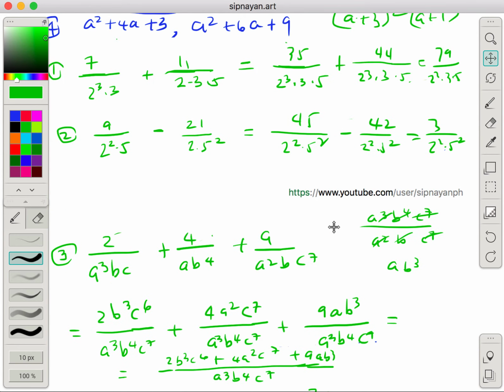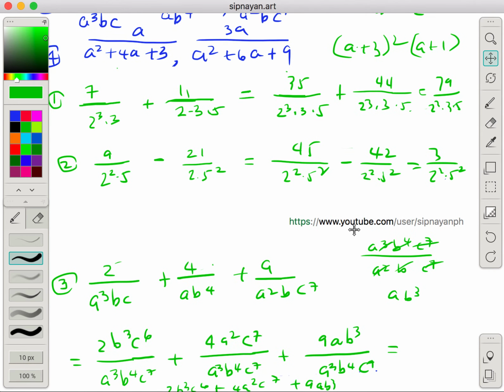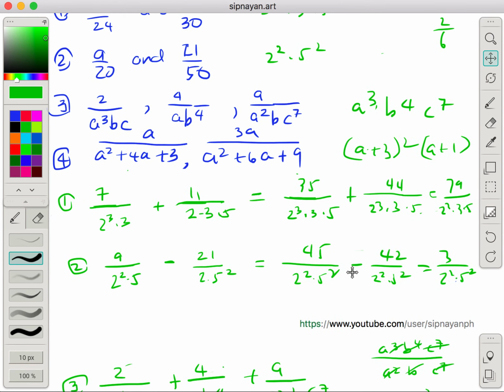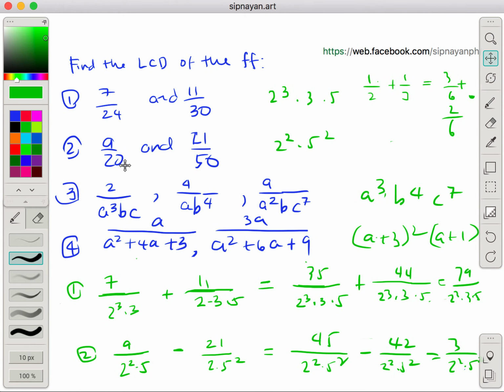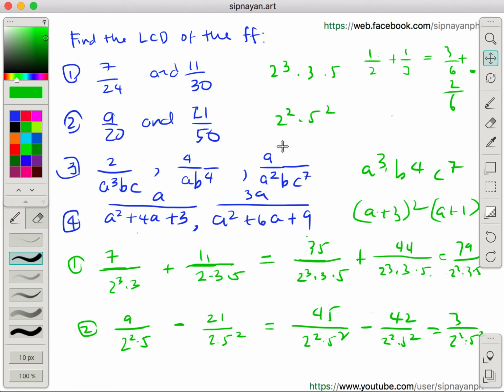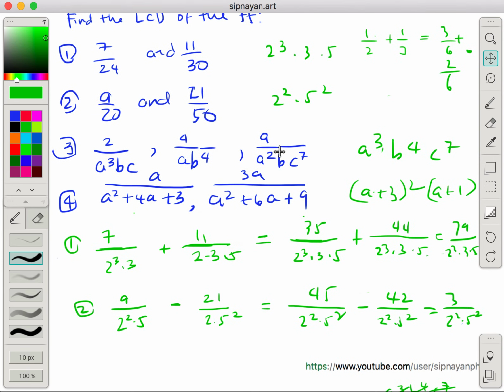Siguro, sa susunod na video, magkakaroon tayo ng mga simpleng examples. Dito sinundan ko lang kasi yung pagkuha natin ng LCD. Sayang naman kasi kung hindi natin ito gagawin. Sa previous video kasi ginawa natin yung LCD nito. So, logically, dapat gamitin natin yung LCD to add or subtract, no?